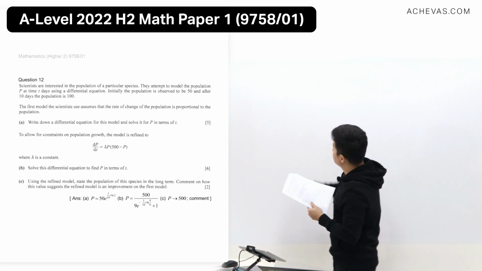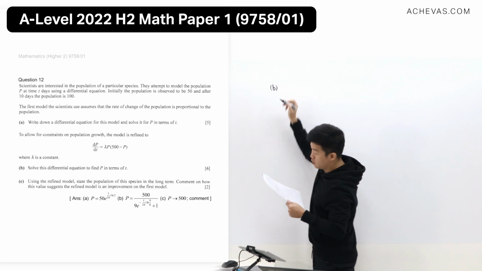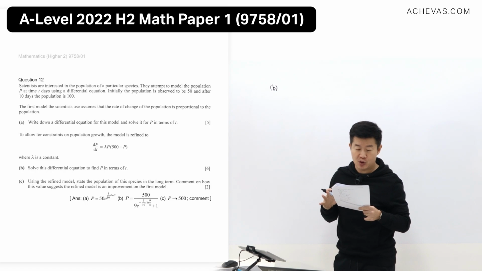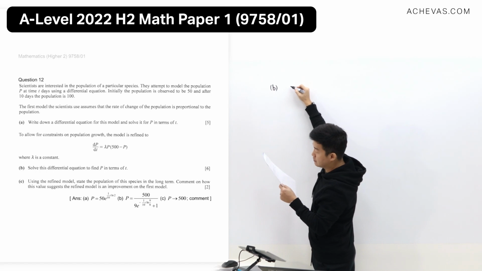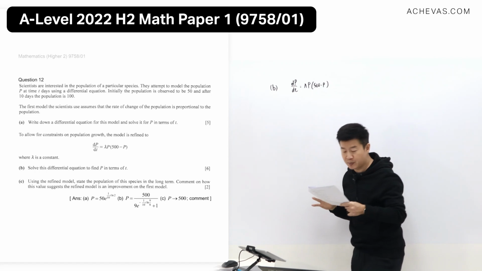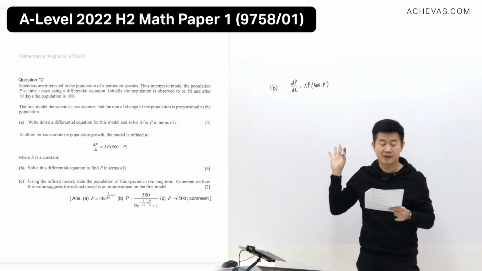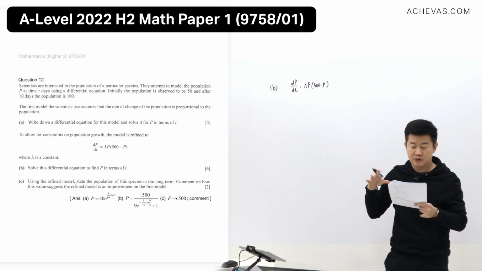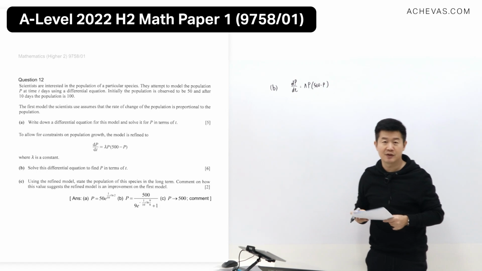Okay, so in part B, we are now given a refined model to the population growth of the insect. Let me write down this refined model. It is dp/dt is given to us as lambda p (500 minus p). And we are also supposed to solve the differential equation of this refined model and try to find an expression of p in terms of t.